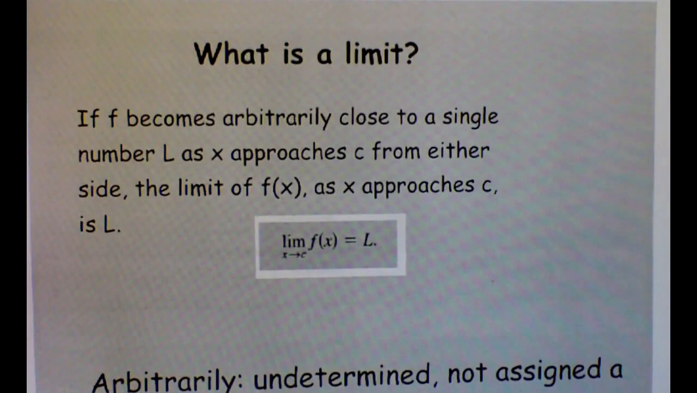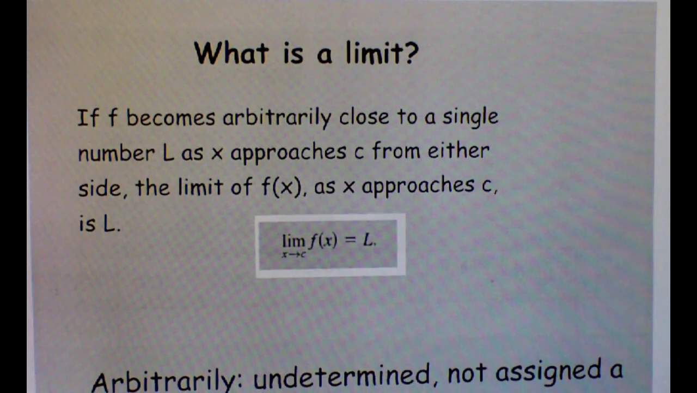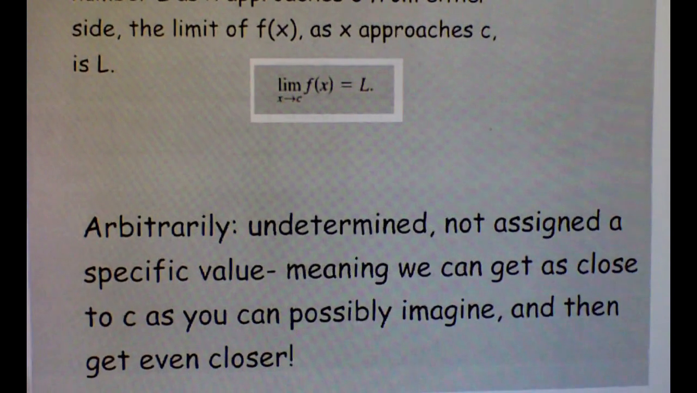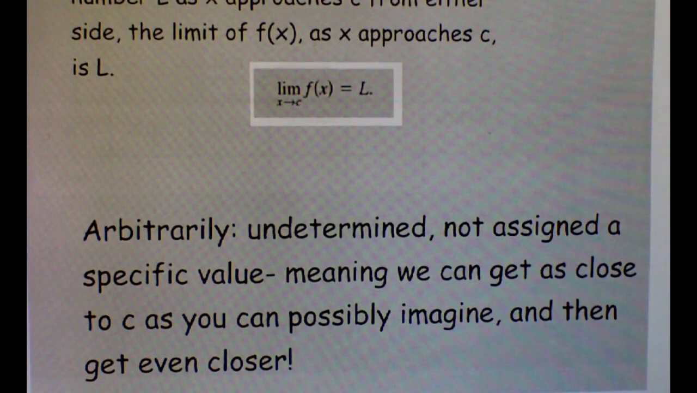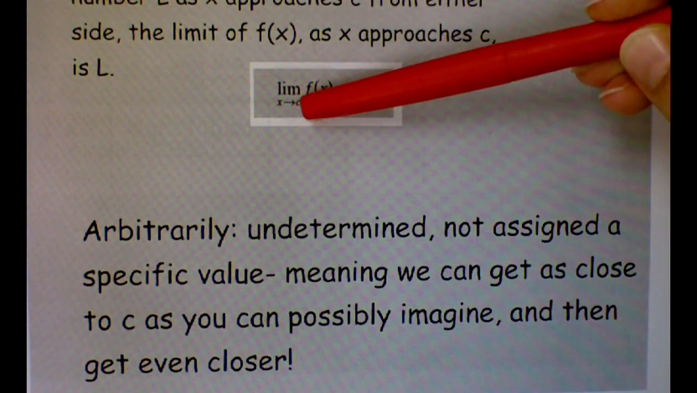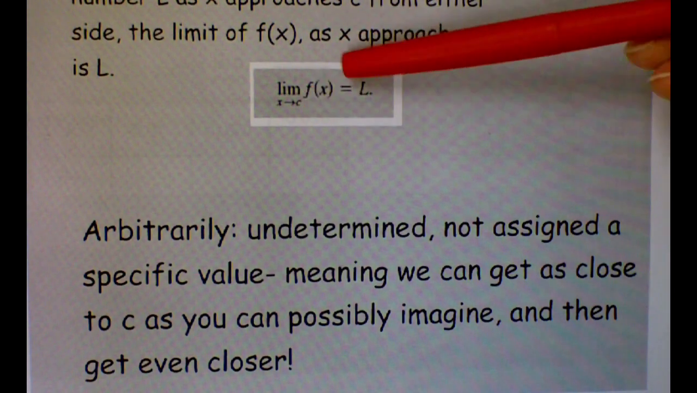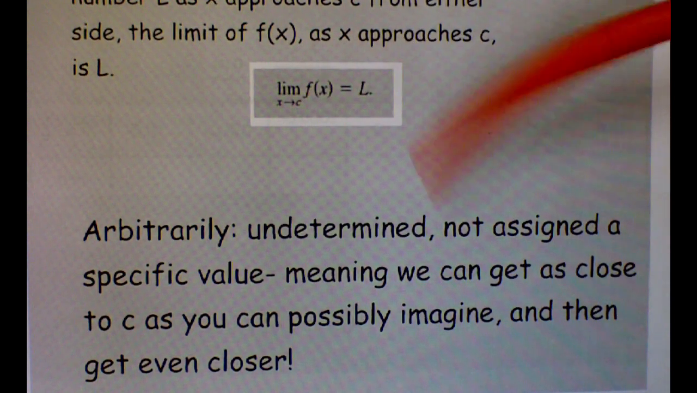So what is a limit? If f becomes arbitrarily close to a single number L as x approaches c from either side, the limit of f of x as x approaches c is L. What's this word arbitrarily? Undetermined, not assigned a specific value. Meaning we can get as close to c as you can possibly imagine, and then get even closer. So this just means that as x gets really, really close to c, the value of the function gets really, really close to L.